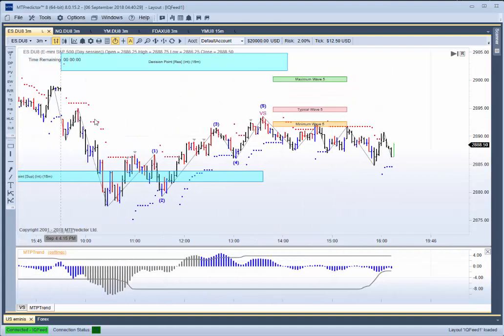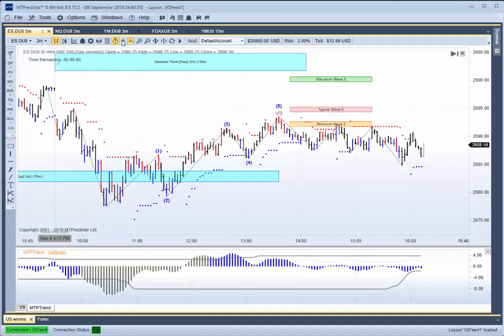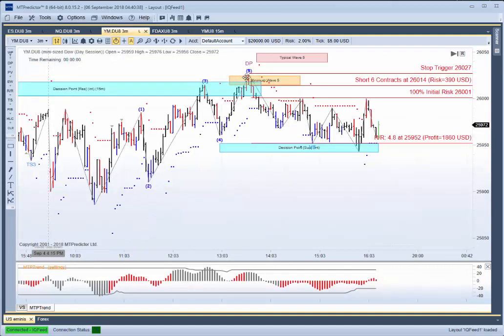So a good video today to show some of the more advanced techniques that we can use in MTPredictor when you're trading with MTPredictor, and in this particular case looking at catching the end of a 5-wave sequence that unfolds at higher time frame support and resistance.